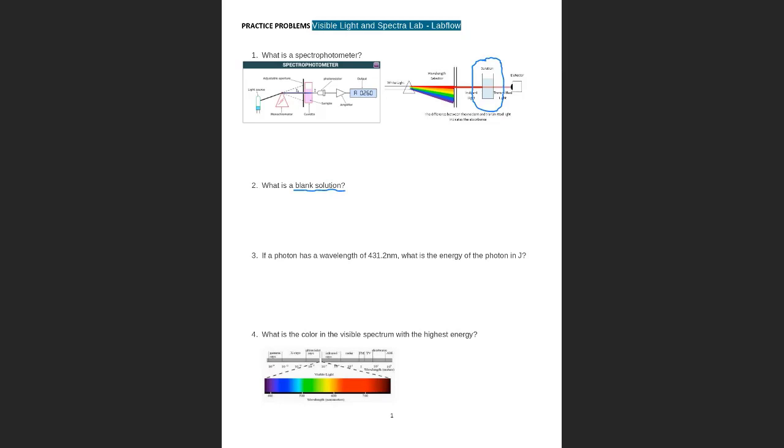the ability of the substance to absorb light at a specified wavelength. What is the next question? If a photon has a wavelength of 431.2 nanometers, what is the energy of the photon in joules? You will have to do that in part 2 of the report. You will have to calculate the energy of specific peaks. So let's practice here.